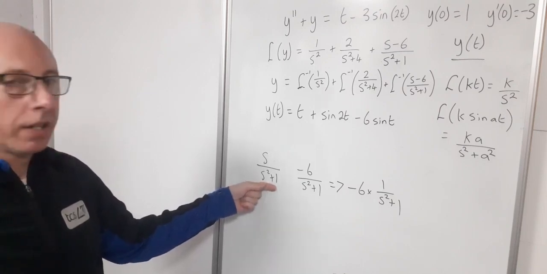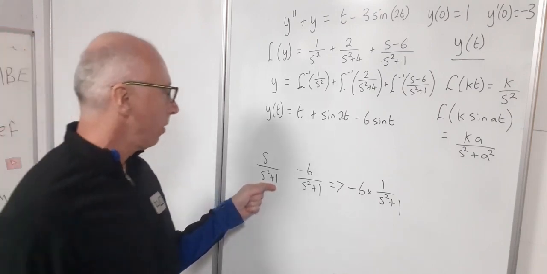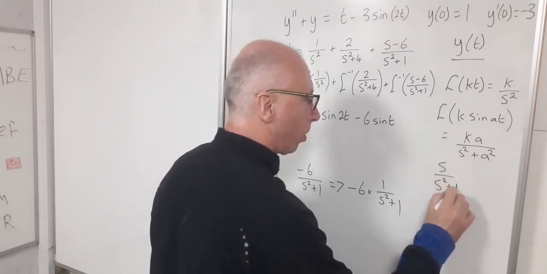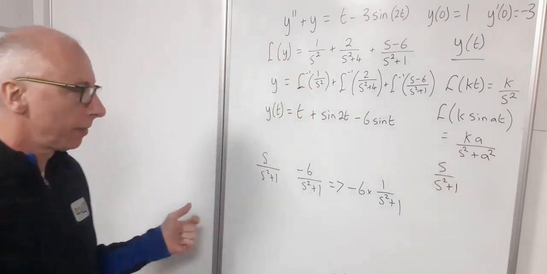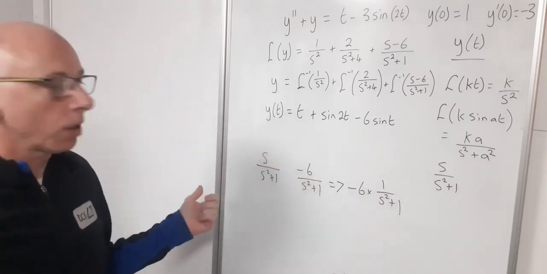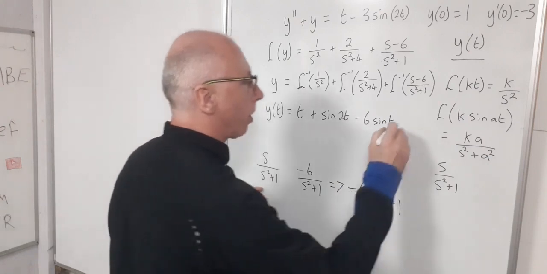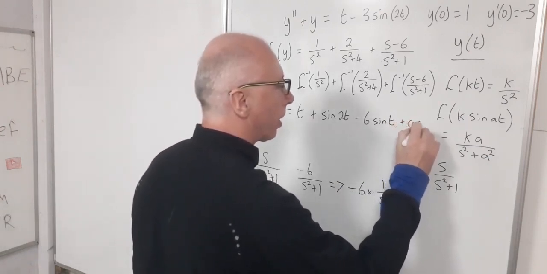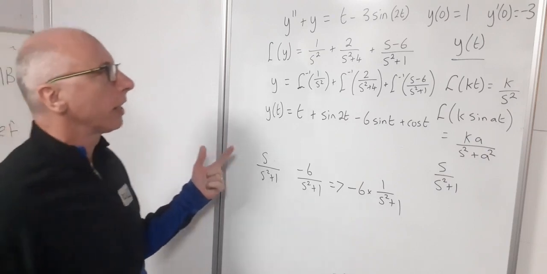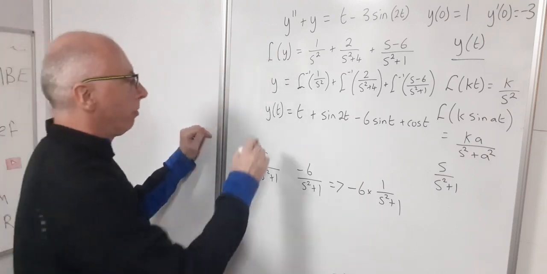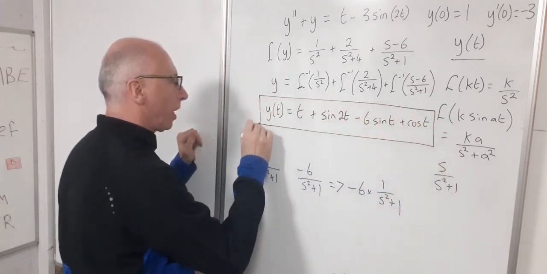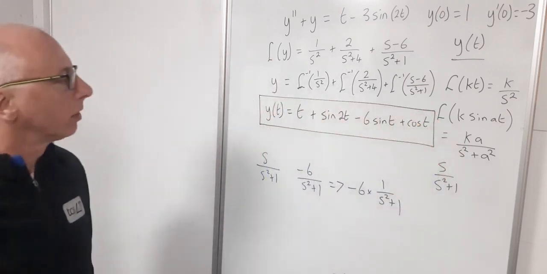This one here would be s over s squared plus 1. So s over s squared plus 1. This gives me cosine. Now, as that is just a 1, that's just going to be simply cosine of t. So I can now add cosine of t. And that's the result of my initial value problem to find y as a function of t using the Laplace transform technique. Okay.